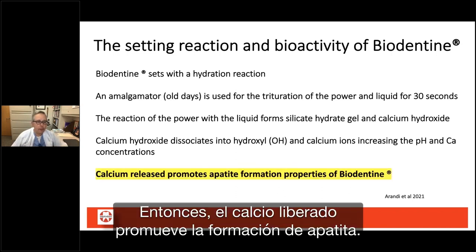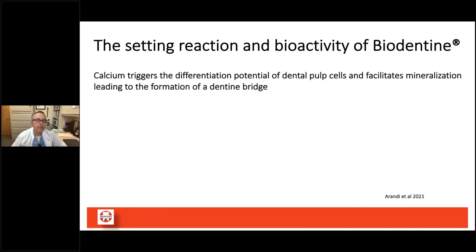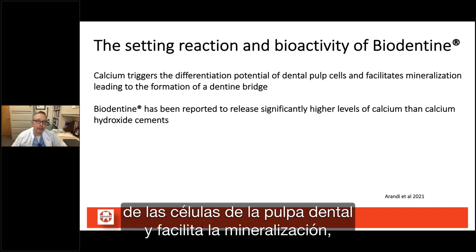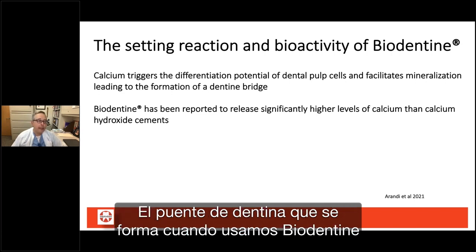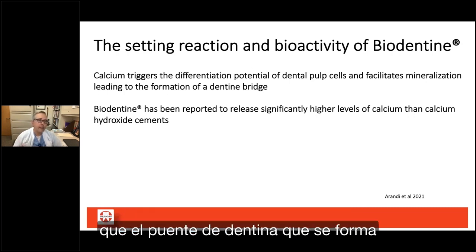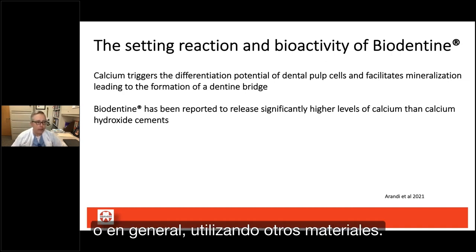So the calcium release promotes apatite formation, and that's one of the main features of Biodentine. The calcium triggers the differentiation potential of the dental pulp cells and facilitates mineralization, leading to the formation of a strong dentinal bridge. The dentin bridge that is formed when we use Biodentine as a direct pulp cap is much thicker than the dentin bridge that is formed using other bioactive materials, or in general using other materials.